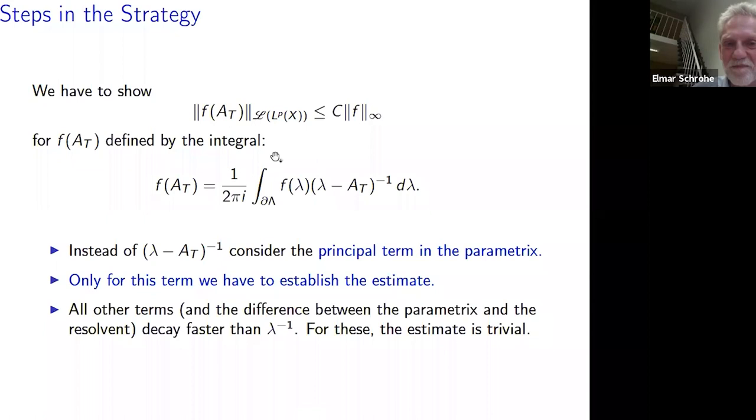Okay. So we have to show this estimate. So f of a sub t is bounded by a constant times the sup norm of f. We look at the integral, and the idea, as I said before, is we replace the resolvent by a parameter dependent parametrix. So the point is only the top term in this parametrix will play a role, because the top term in the parametrix is of order lambda inverse, and the lower order terms are of lower order. But this integral is just on the verge of converging. So the lower order terms don't cause any trouble. Here, this thing converges, and you can take out f of lambda in the sup norm without problems. It's only the top term you're interested in. Okay, that's the first important point.